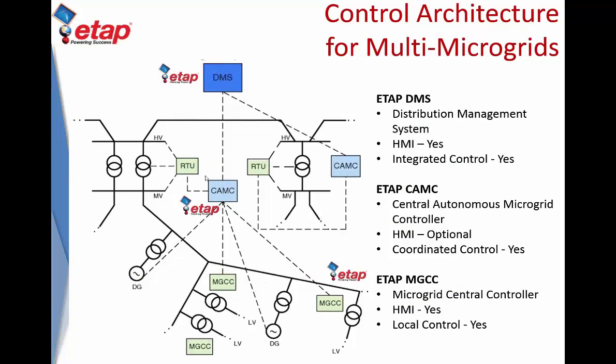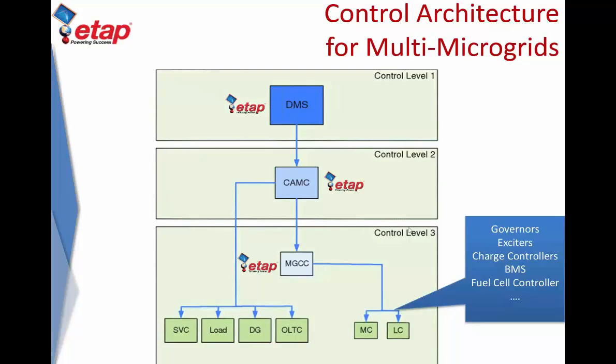So here again is just a quick representation of the DMS communicating with multiple microgrid controllers and achieving a common objective dispatched by the utility DMS. So in all cases, these components can be EType or any other vendor that may exist in the system.